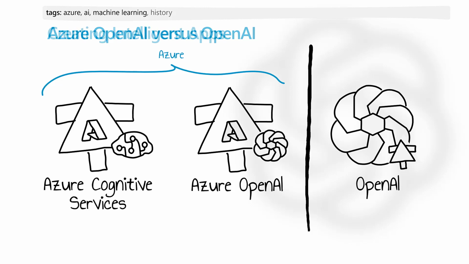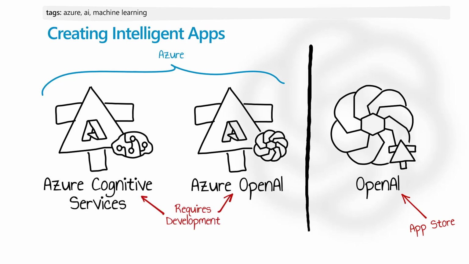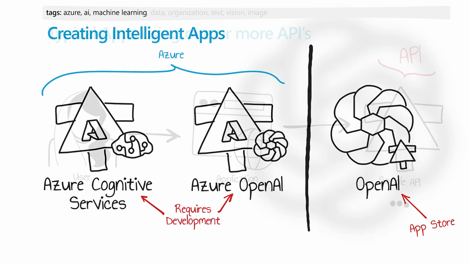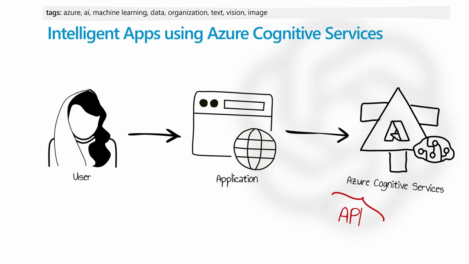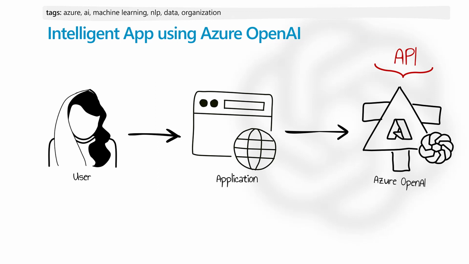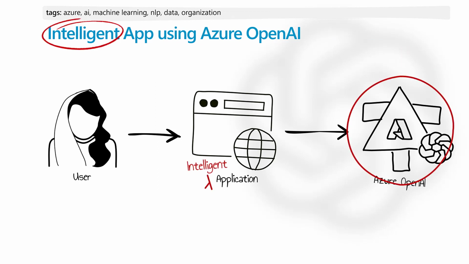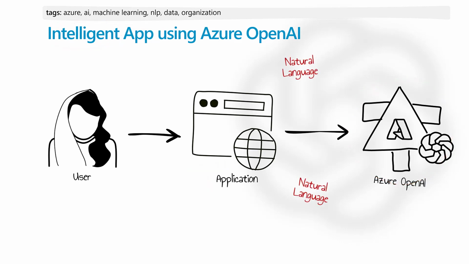OpenAI has its own app store, which is used to develop solutions for the regular OpenAI. However, Azure OpenAI requires development using the Azure platform. Just as any application calls a sample API in the backend, so too it can call Azure Cognitive Services and the Azure OpenAI API. In these cases, the application may be termed an intelligent application. Note that to call the Azure OpenAI API, the application will submit the request in natural language and the response is in natural language as well.